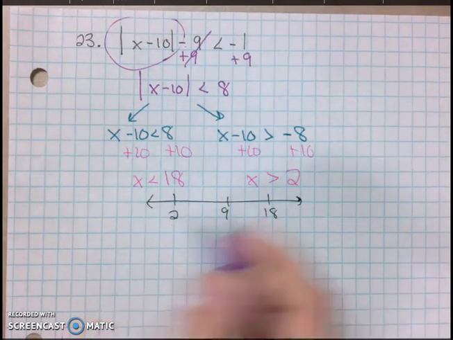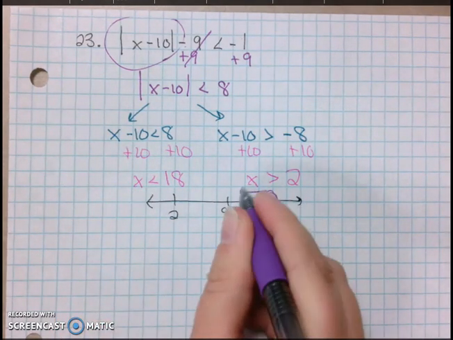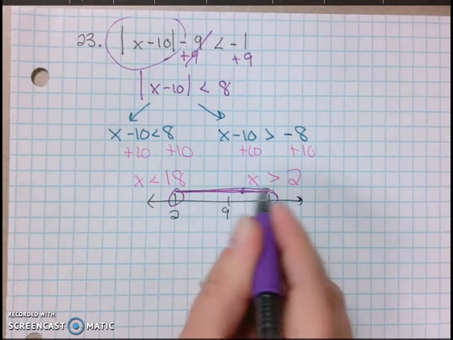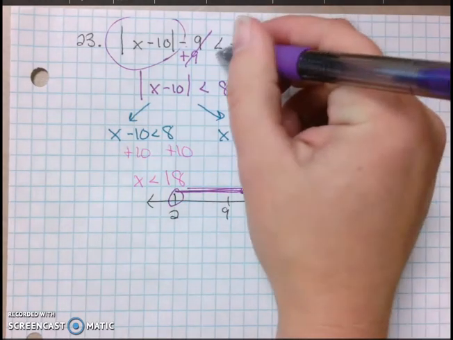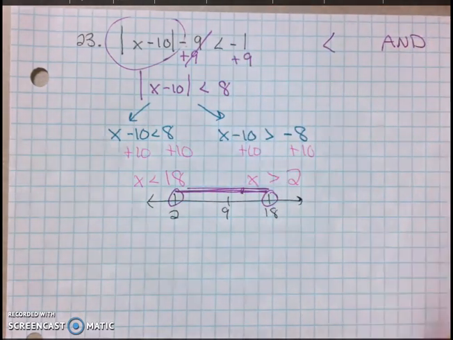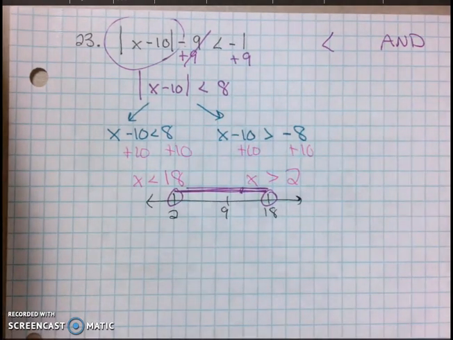Alright, x is less than 18, and it's not filled in. Here x is greater than 2, it's not filled in. So connected in the middle, and remember less than signs is always and. They come together. So that's a way I can check that I did it right.